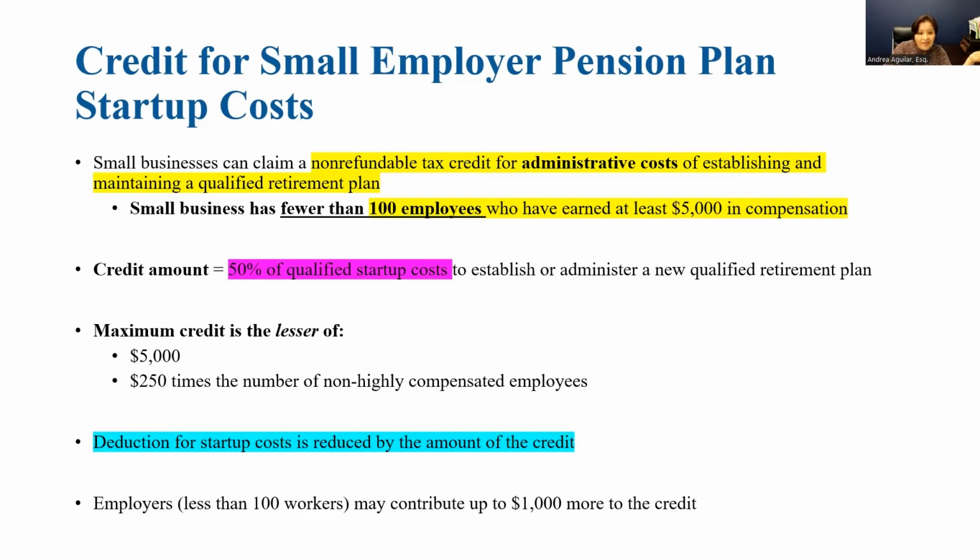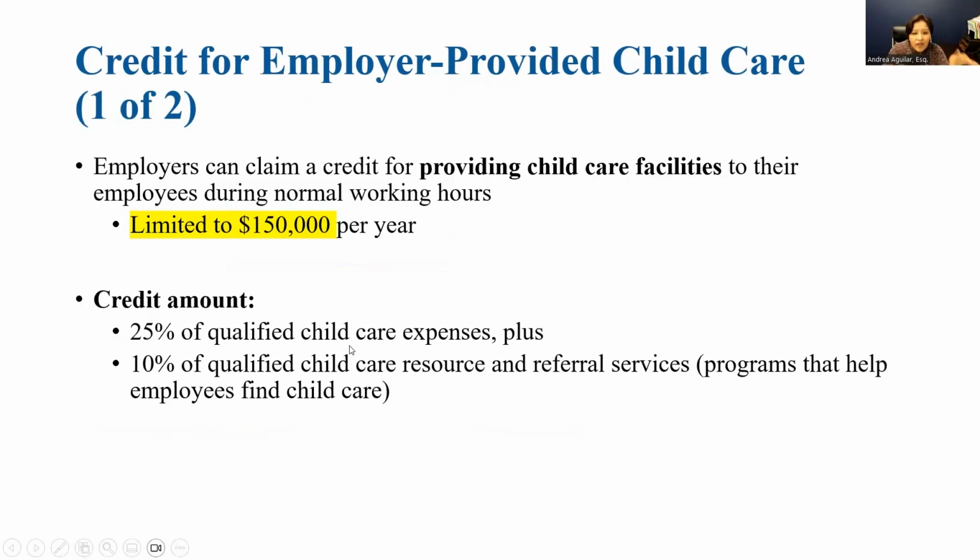$2,500. That is the maximum amount of credit that I can claim as the small employer pension plan startup cost credit. The deduction for startup cost is reduced by the amount of the credit. That's also very important. You cannot get a double benefit, okay, with any business-related credit that we have reviewed so far.